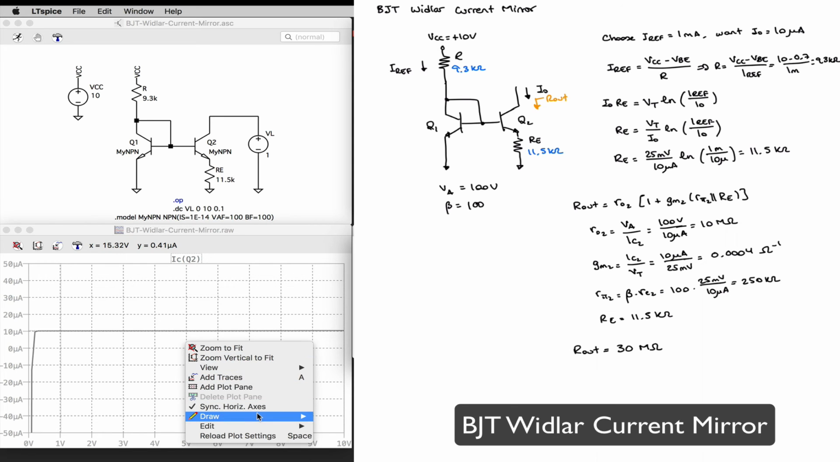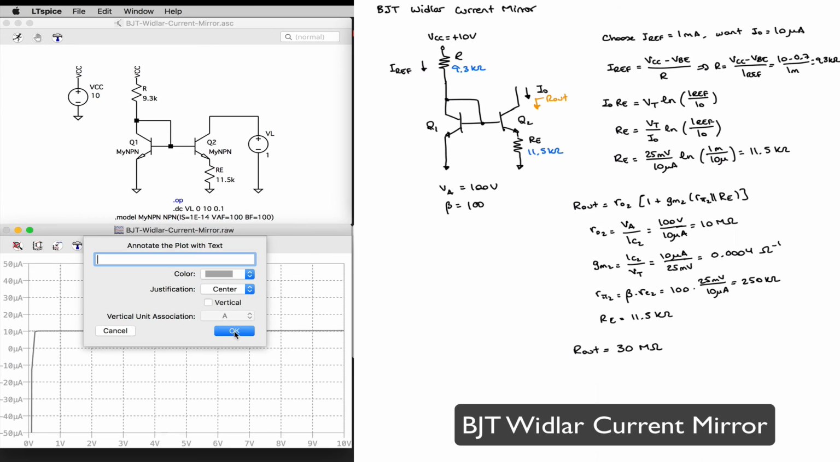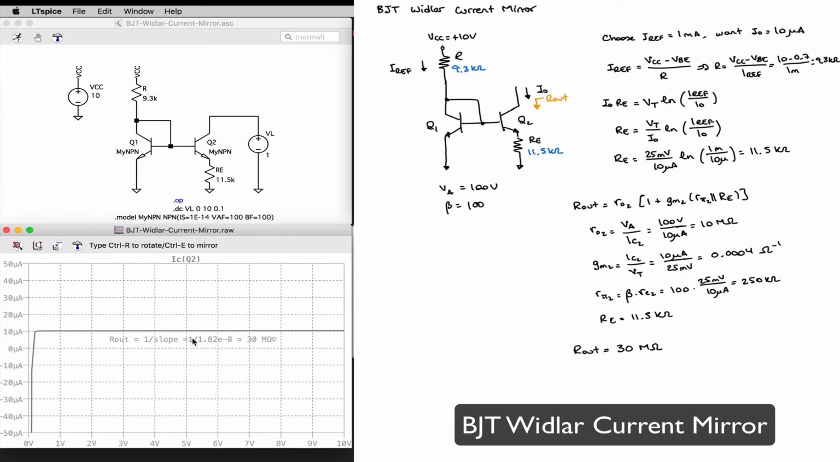Let's go ahead and write it out here. My Rout, again, will be 1 over the slope, or 1 over that number, 1.82 e to the minus 8, which is around 30 megohms. So more or less in the order of magnitude of what we expected.